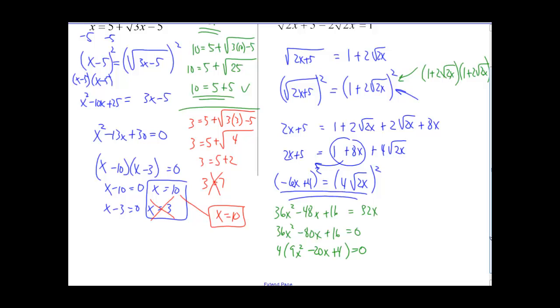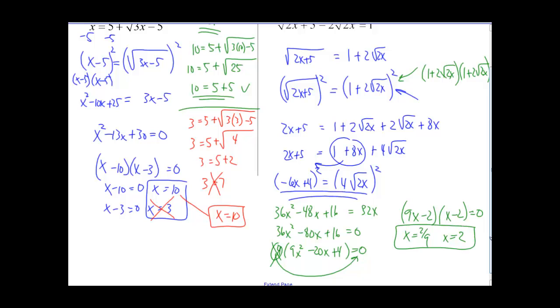If you notice, 4 will never equal 0. So I'm not worried about the 4. Okay, so if we can just concentrate on the 9x squared, we can factor that to 9x minus 2 times x minus 2 equals 0. Therefore, x equals 2 ninths and x equals 2.